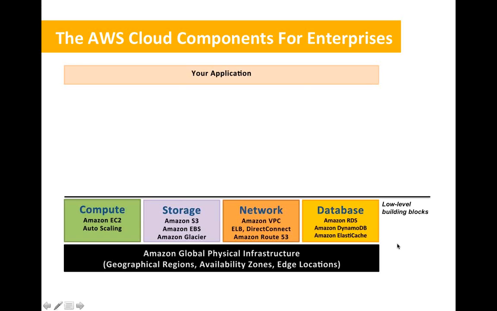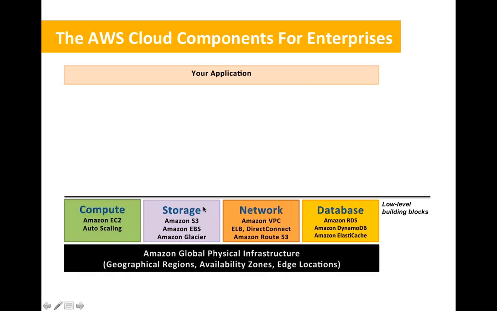Building up this stack of globally distributed infrastructure, we have some of our low-level building blocks and core functionality. First of all, we have compute. Compute includes one of our most popular services, Amazon Elastic Compute Cloud, EC2, and also auto-scaling that allows you to dynamically scale your infrastructure on demand. EC2 allows you to run Windows and Linux, and you have full control over those machines.